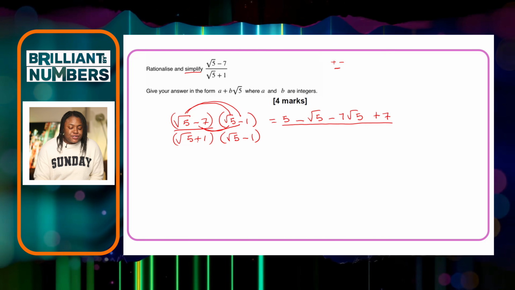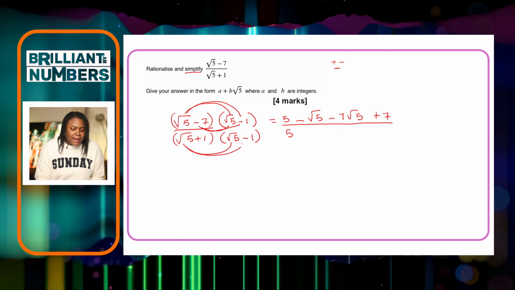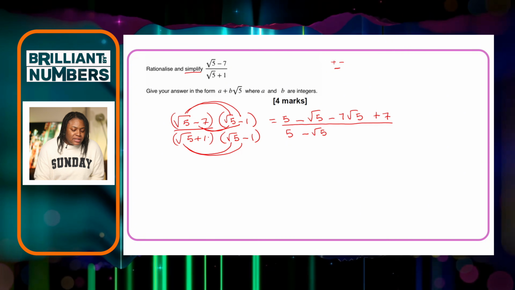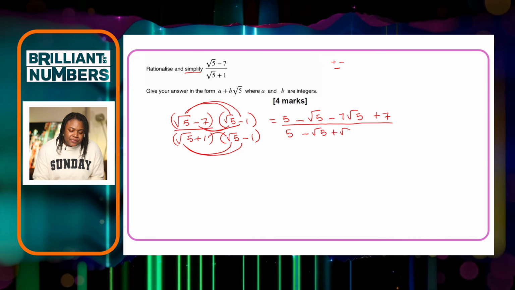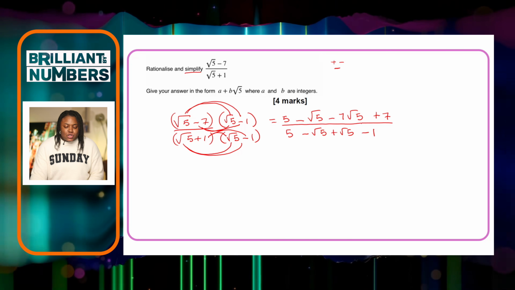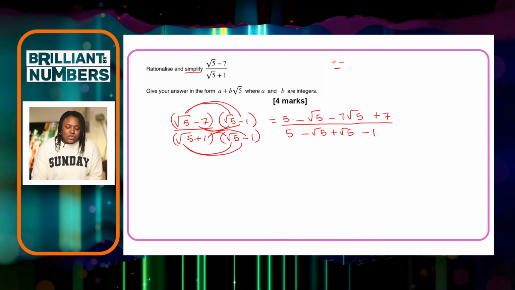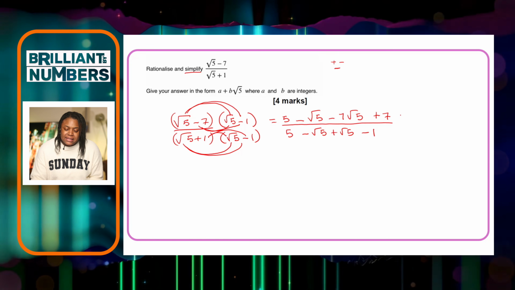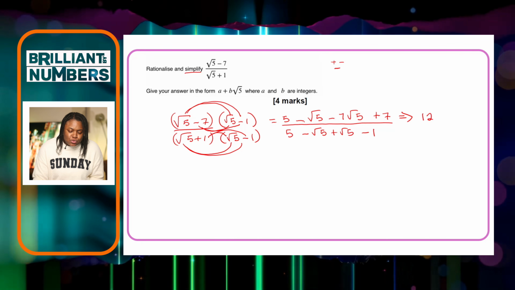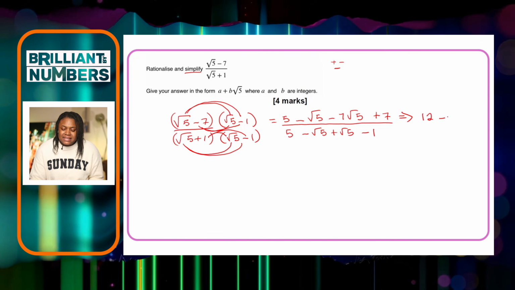Now we go for the denominator. Root 5 times root 5 is 5. Root 5 times minus 1 is minus root 5. Then positive 1 times root 5 is positive root 5, and positive 1 times minus 1 is minus 1. So now we are going to simplify, okay? So we collect like terms. So positive 5 plus positive 7 is positive 12. Please make a note of that. Minus root 5, so this is like minus 1 root 5, minus 7 root 5 is minus 8 root 5.